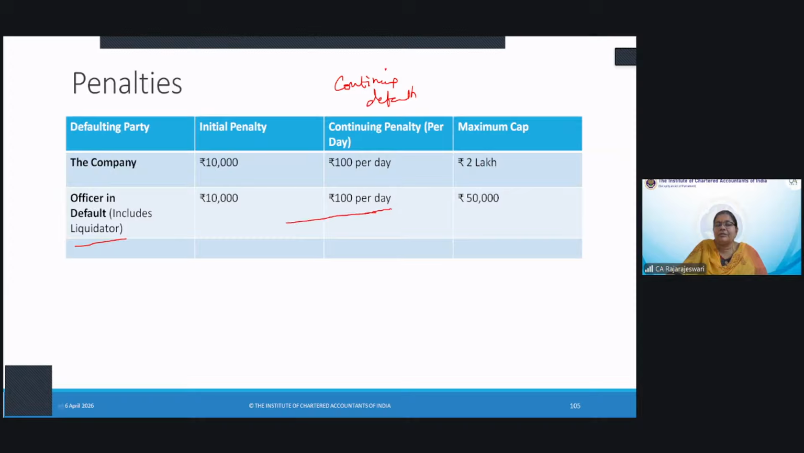These are the same. The only difference is in the maximum cap. For the company, it is 2 lakhs. For the individual, the officer and the liquidator, the maximum is 50,000. Whereas for the company, it is 2 lakhs. That is the only difference.